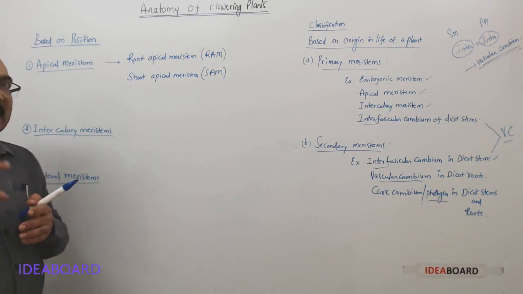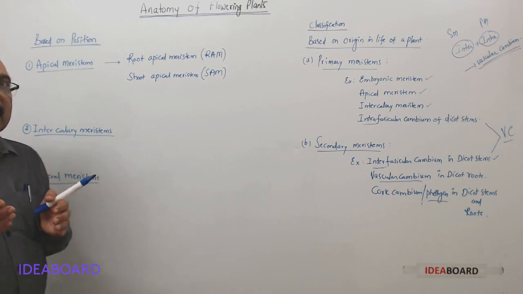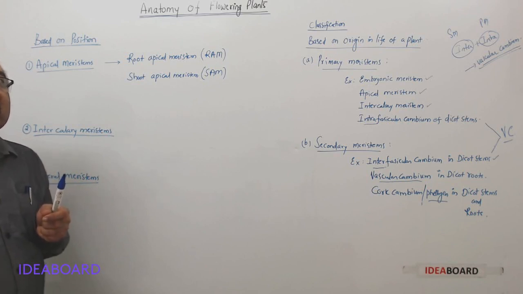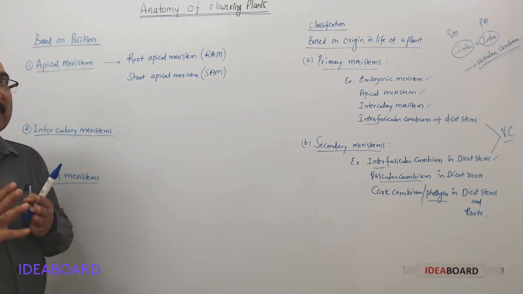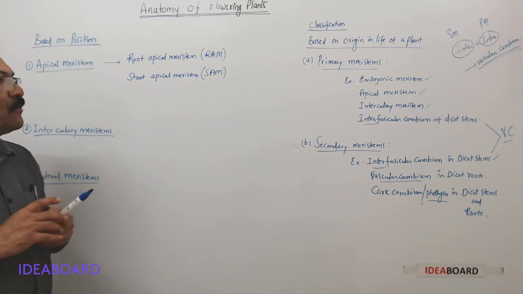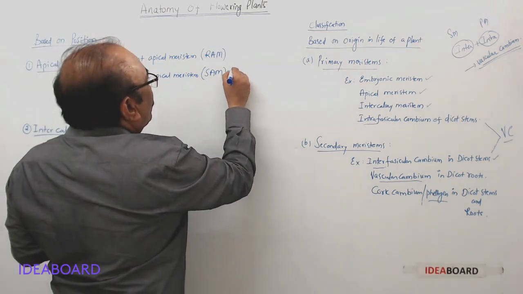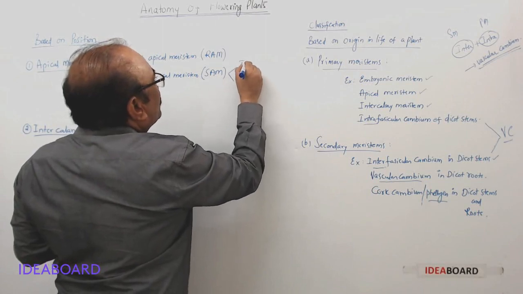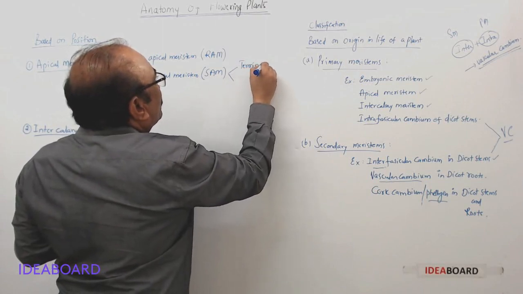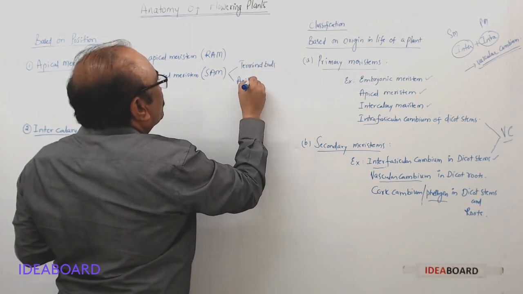But at the time of production of these leaves, it will keep some amount of meristem in the axil of the leaf, and that becomes what? Axillary bud. Now, can you tell me from where this axillary bud originated? From the apical meristem. So you will find this shoot apical meristem in the terminal buds and axillary buds.